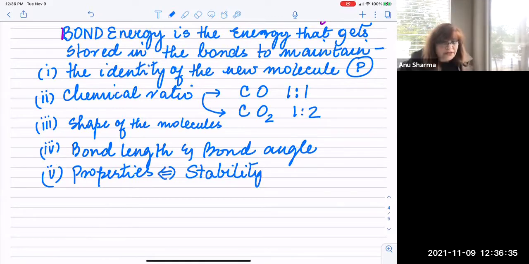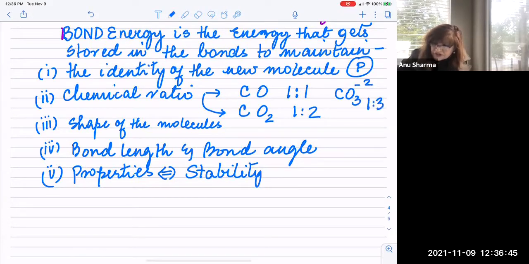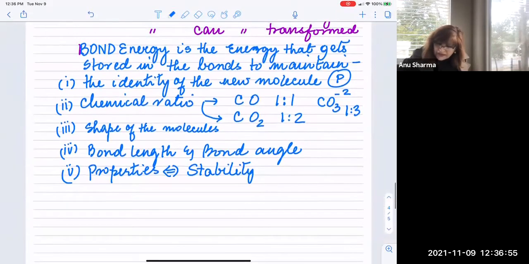Then we can say, okay, this is carbon dioxide. This is CO3. And then look at this, CO3 2-. So in this case, it's a 1:3 ratio, with a 2 negative charge. So that is a carbonate anion, which is totally different than carbon dioxide. Okay, so it's to maintain the identity, all that.